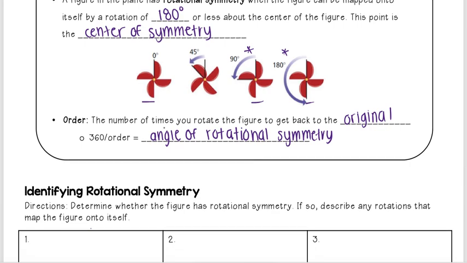However, I feel like it's kind of hard to tell sometimes the order, how many times you can rotate the figure to get back to the original. So the way I like to do these types of problems is another way you can figure out this angle of rotational symmetry: take 360 divided by the number of lines of symmetry. And that's what we talked about last week. And that will also equal the angle of rotational symmetry.